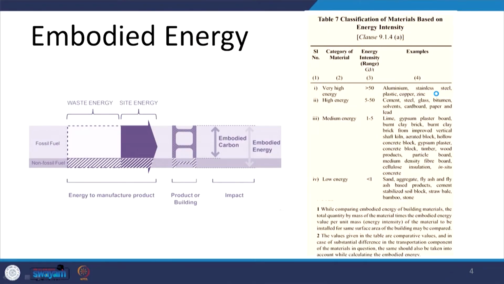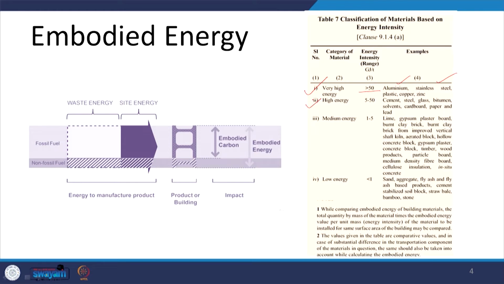So, what the NBC has done is categorize all the materials into 4 categories. The first one is a very high energy intensive category of materials, which have embodied energy or energy intensity greater than 50 gigajoules per ton of the manufactured material. Some of the materials which fall into this category are aluminum, stainless steel, plastic, copper, and zinc. So, most of the metals come into this category.